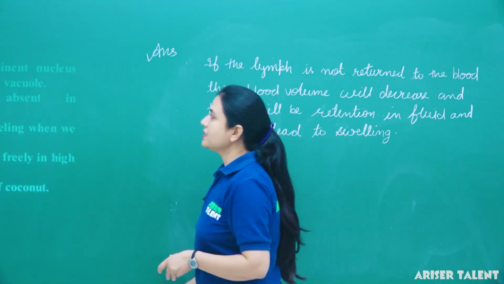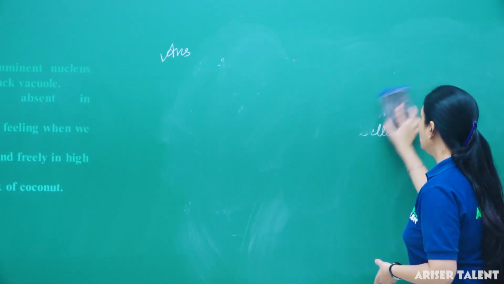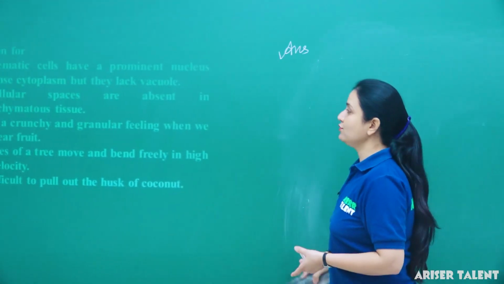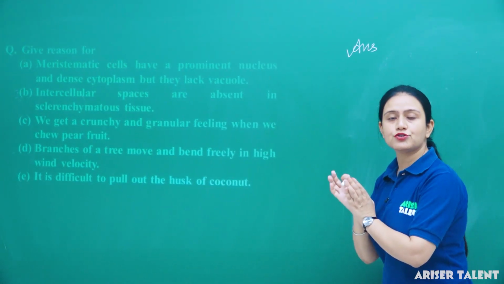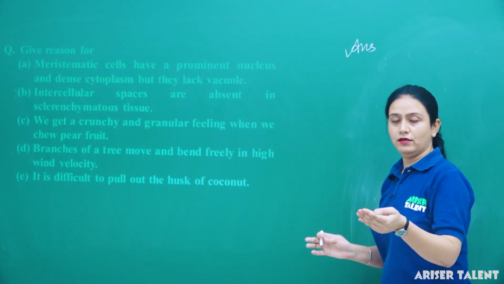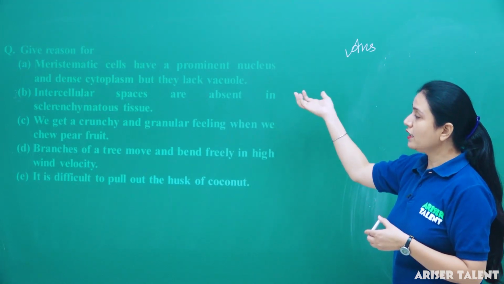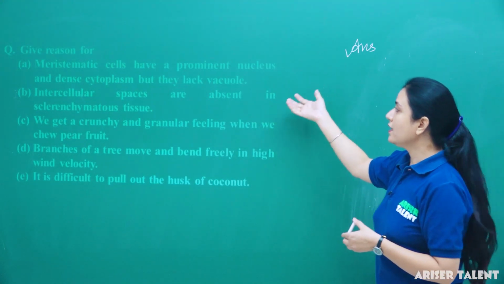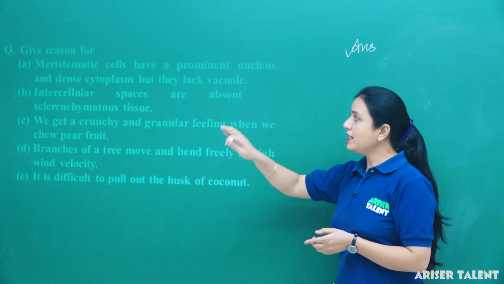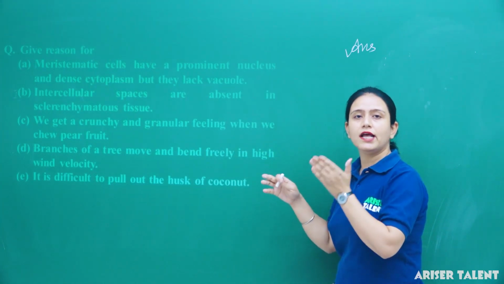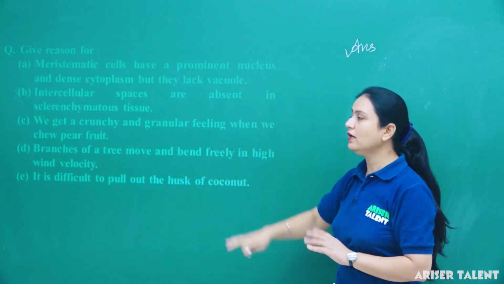Give reason. Meristematic cells have a prominent nucleus and dense cytoplasm, but they lack vacuole. As I told you, meristematic tissues are made by meristematic cells, and these cells undergo division. This is the reason that they do not have vacuole, because the function of vacuole is to store food, but meristematic cells undergo division and they do not store food. This is the reason they do not have vacuole, even though they have nucleus and dense cytoplasm.